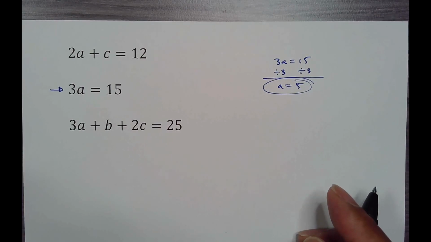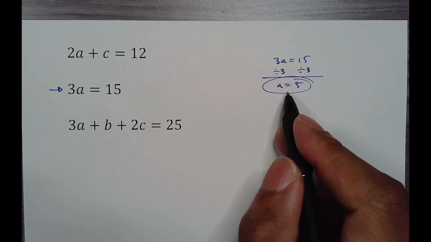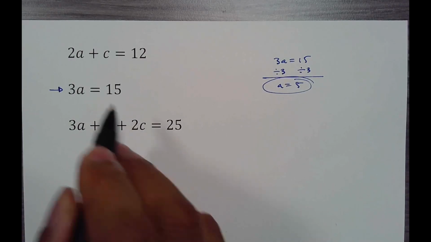So I know that a is equal to 5. The next thing I want to do is say, okay, now that I know a is 5, this line doesn't help because I've still got 3 variables, but this one does.